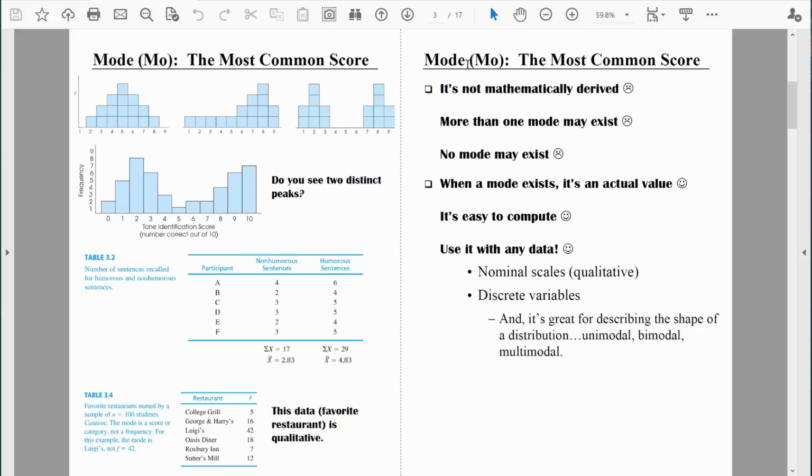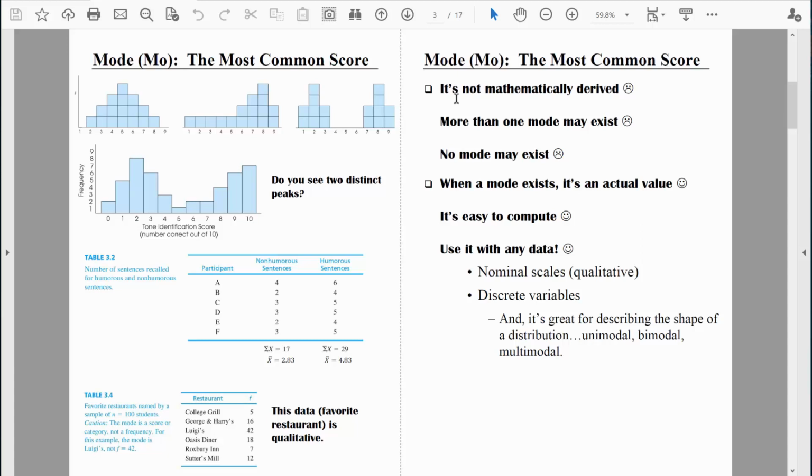So here's the mode. Again, it's simply the most common score. It's the most frequently occurring data point that we see in our data set. Let's talk about some things that we like and don't like about it. Here's one thing I really don't like about it in terms of a good measurement of central tendency. It is not mathematically derived.